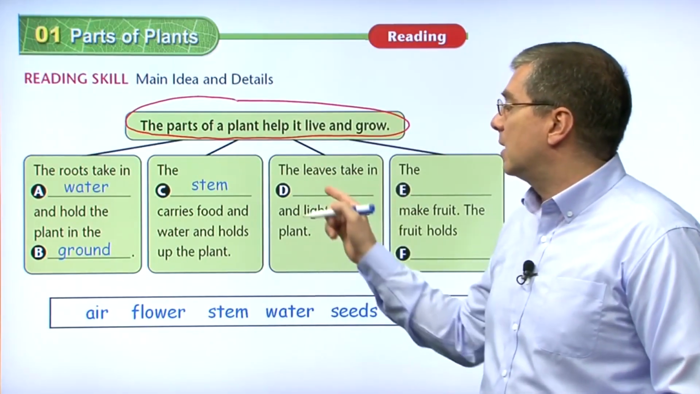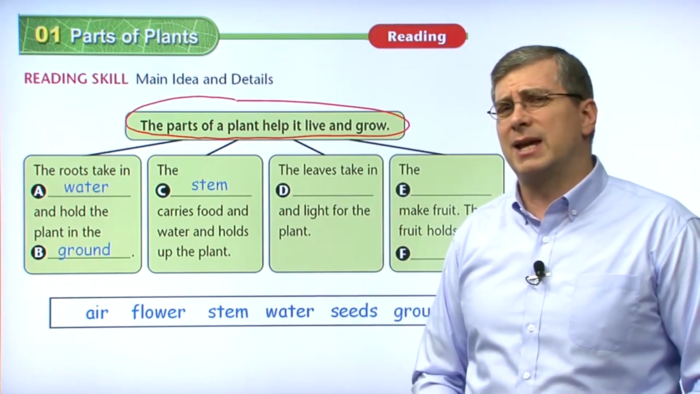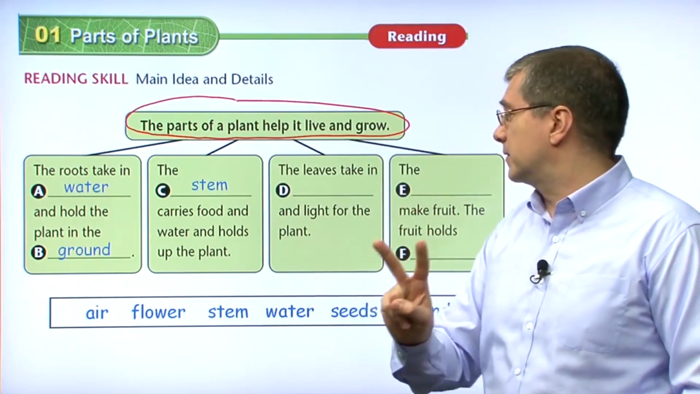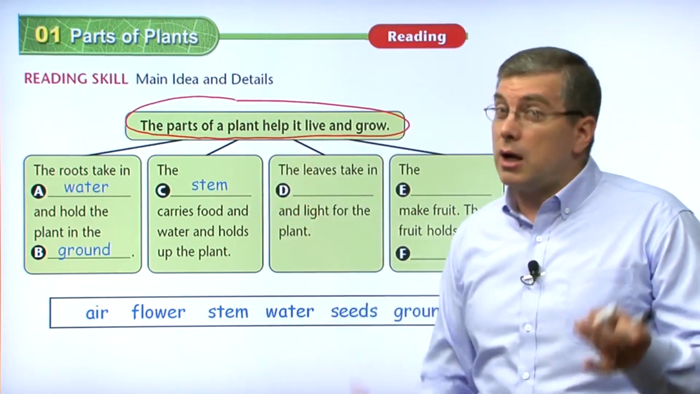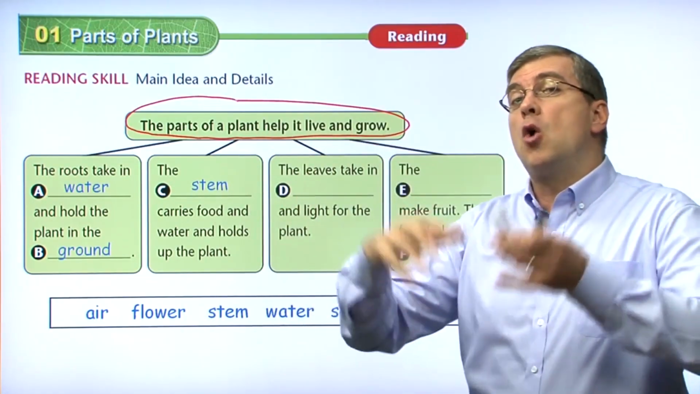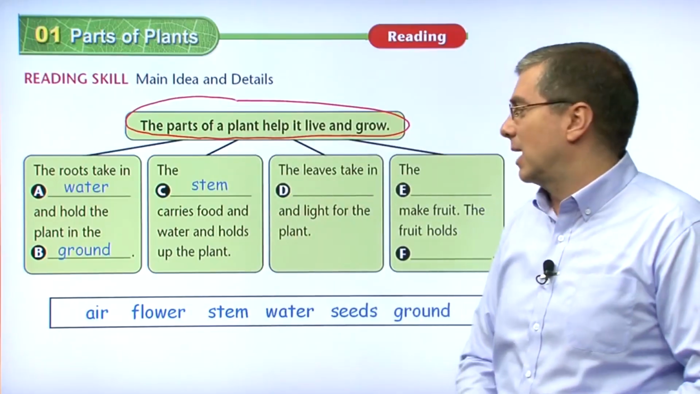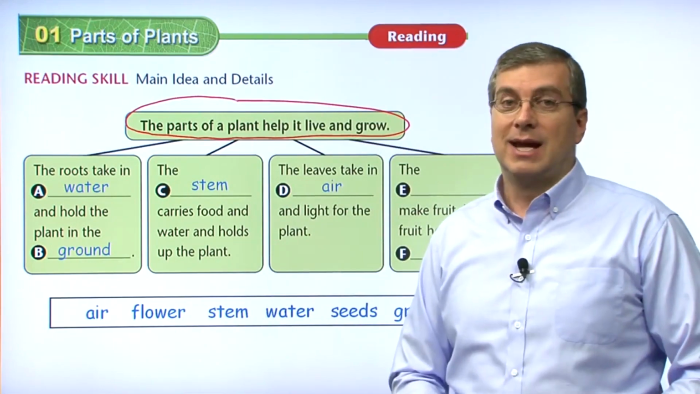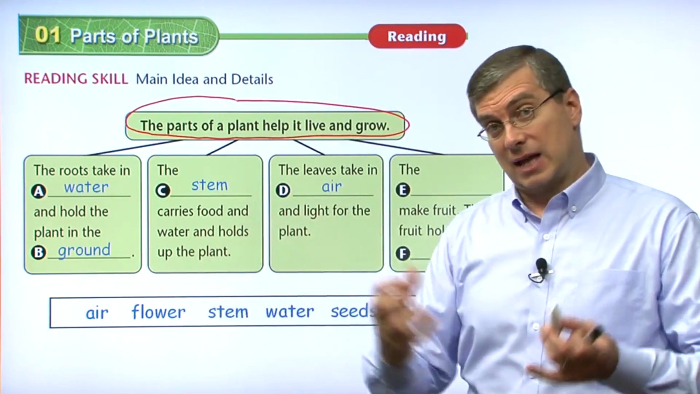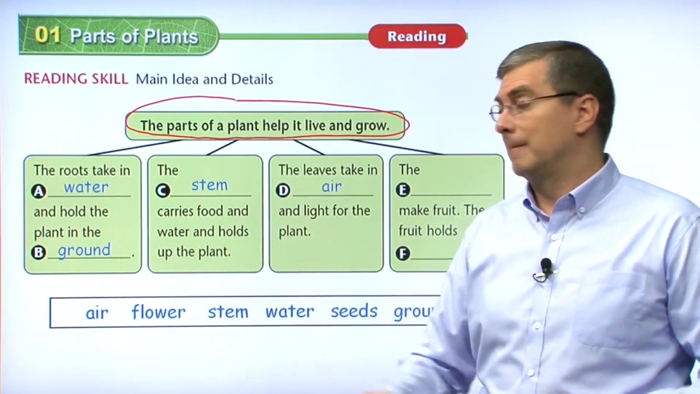The leaves take in what? What do the leaves take in? Remember, the leaves take in two things. They take in light and something else. The leaves are not underground. They're out in the open. They're out in the air, right? So the leaves take in air and light for the plant. And this is how the plant gets light and air to help it grow.